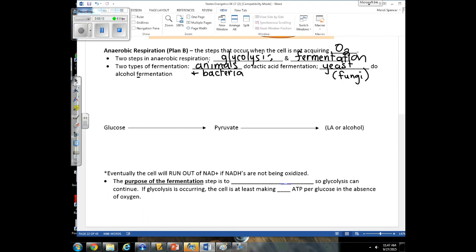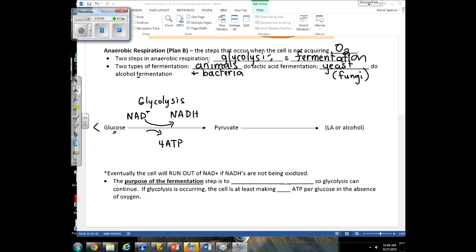Now, on this diagram down here, I want to show you just the big ideas that are occurring in these two steps, glycolysis and fermentation. So again, in glycolysis, glucose or other molecules are being converted to pyruvate. And in that process, if you remember, we end up with 4 ATP being produced with a net of 2. We're also generating NADH molecules. So let's show NAD being reduced to NADH.